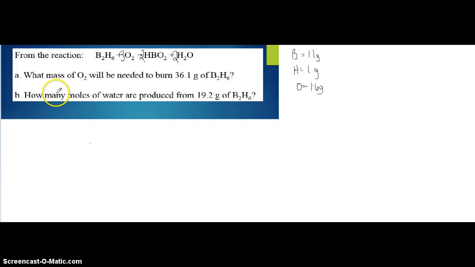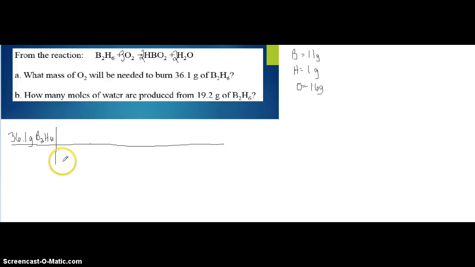Now, we have 2 problems we're going to work. The first one: what mass of oxygen will be needed to burn 36.1 grams of B2H6? Remember that you start with what's given in the problem. So we're going to start with the 36.1 grams B2H6. And also remember to write the units, whatever you're working in, and the substance all the way through just to see that things are crossing out and making sense to you.